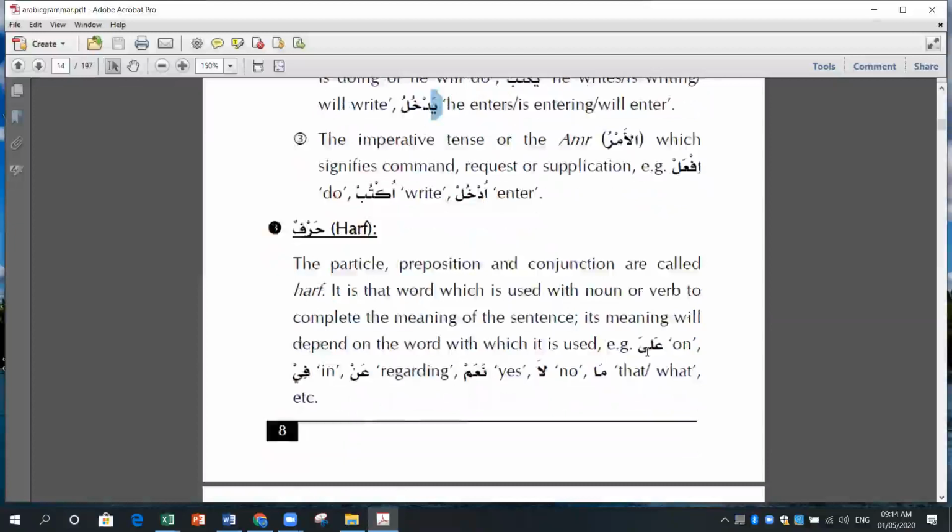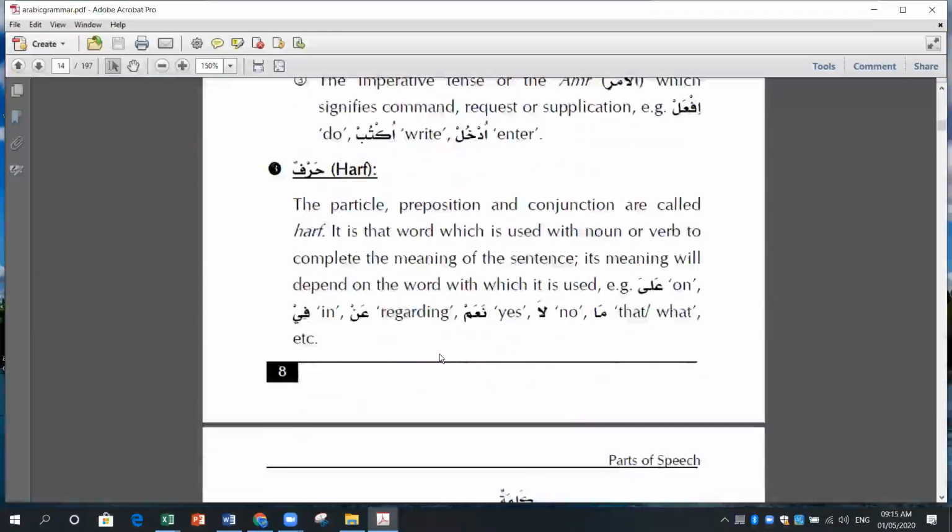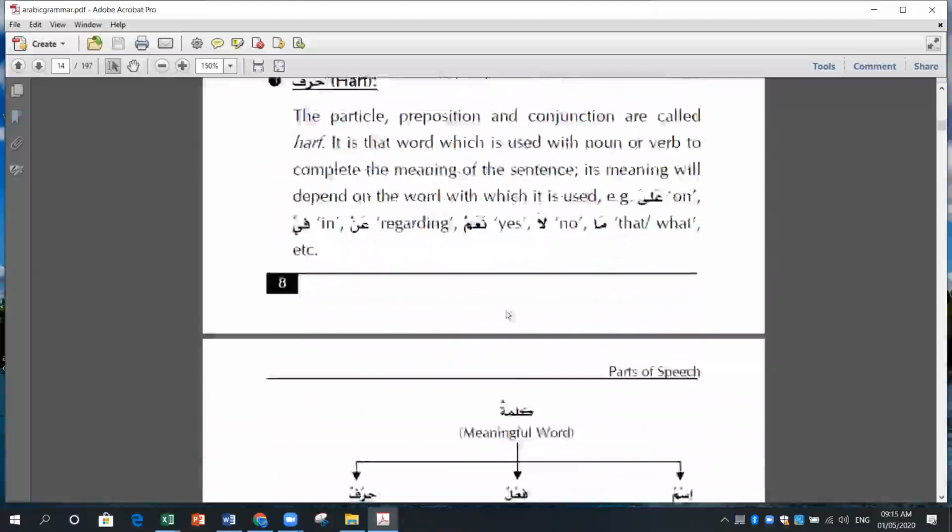Okay, so there are a few words. Ala means on. This is harf. Fi means in. An means regarding. And I would like you to remember the meanings, because these huruf are coming continuously and repeatedly. How repeatedly prepositions come in sentences, right? Prepositions and particles keep coming in sentences. Just learn their meanings. It will be very easy for the translation. Okay.